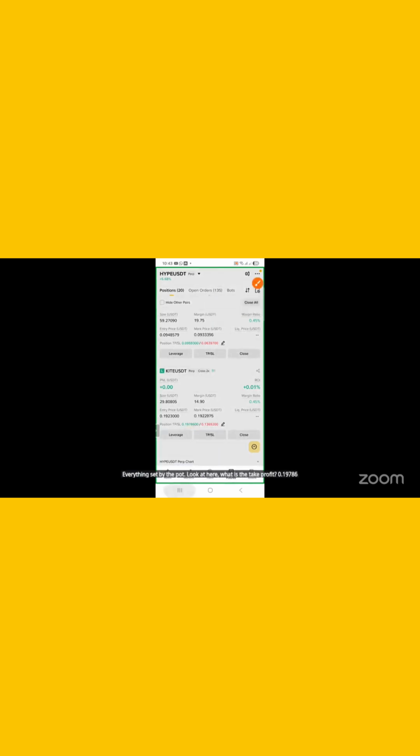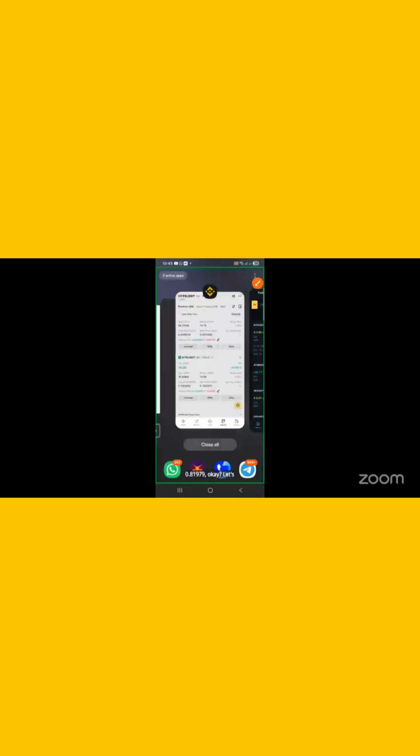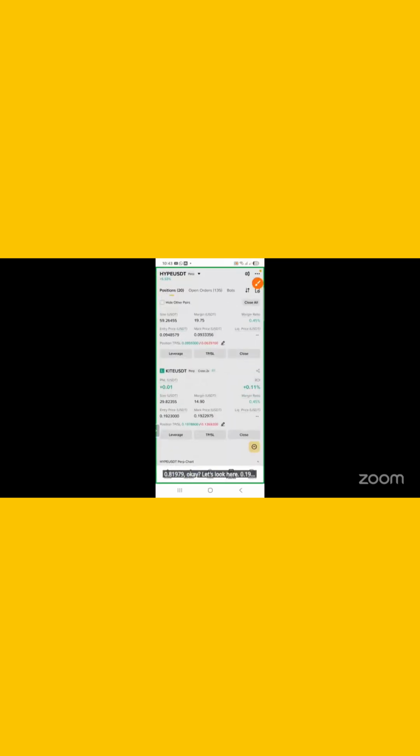0.19786. Hey, let us look here. Is it the same take profit? Look here: 0.197760. 0.1979. Okay, let's look here. 0.1979. It has rounded off to the nearest digit. For those who learned math, it is rounding off. 0.1979 is almost the same as 0.19786.